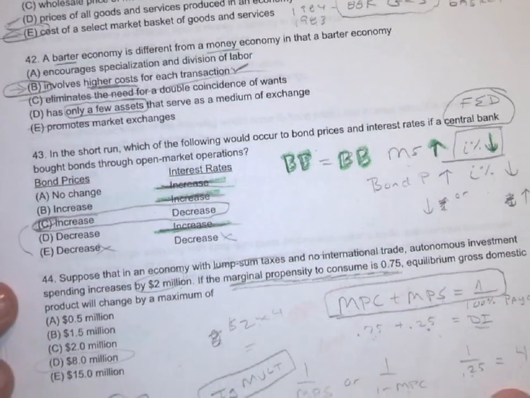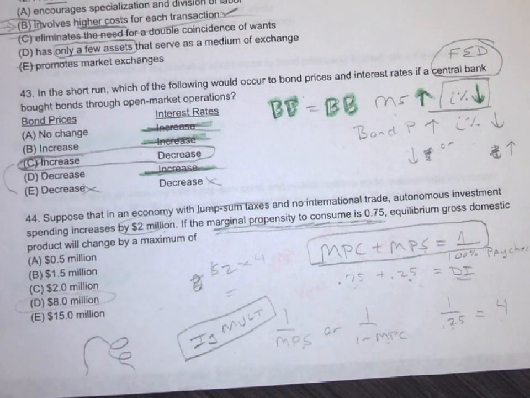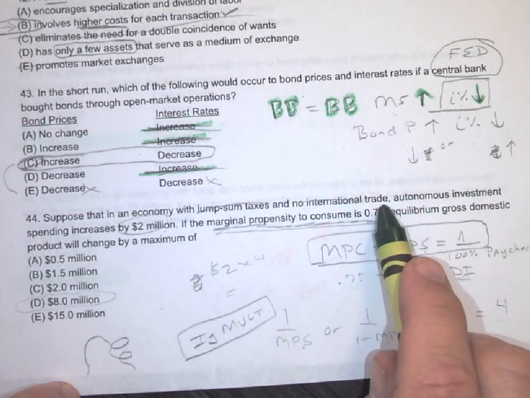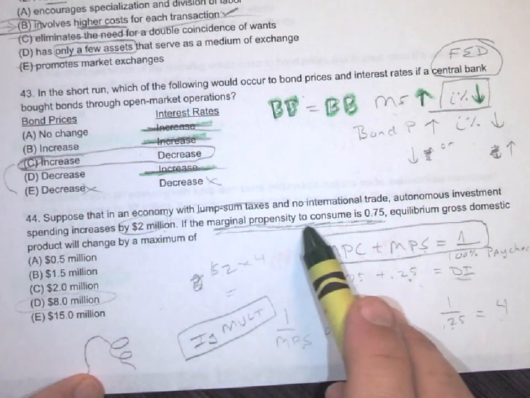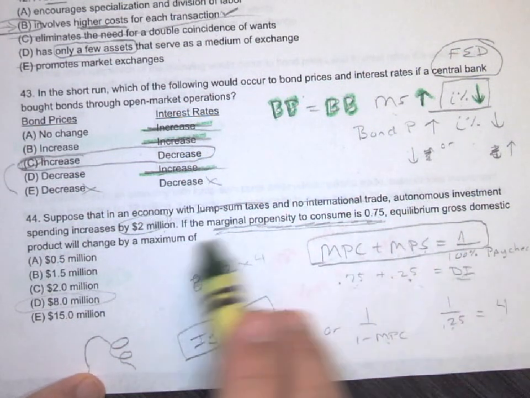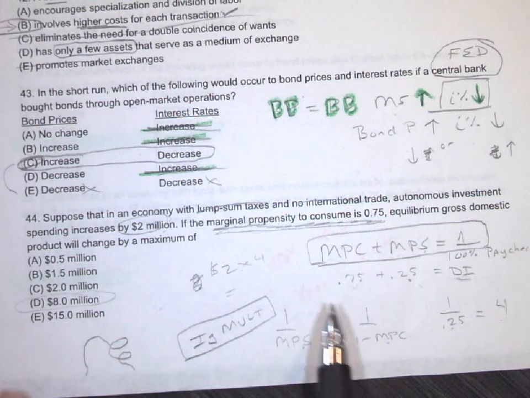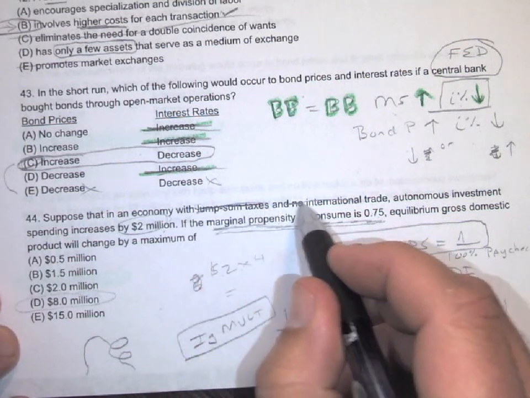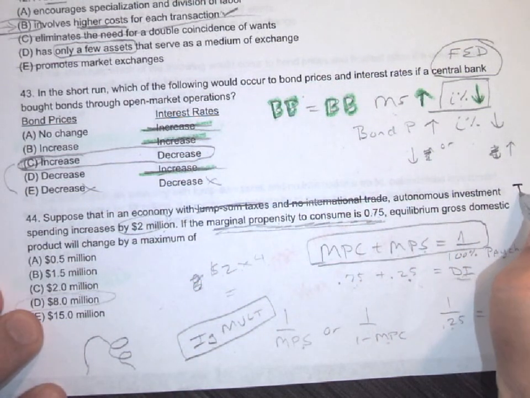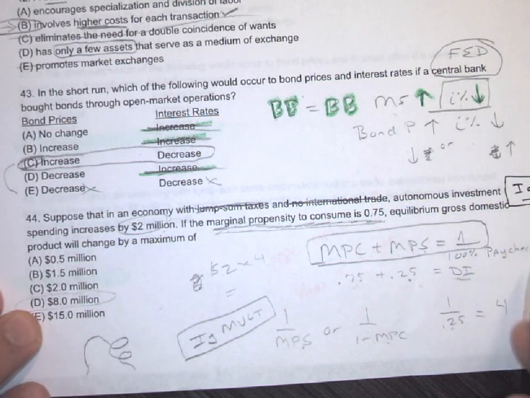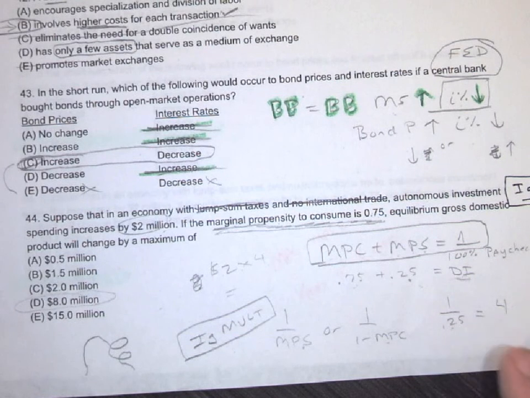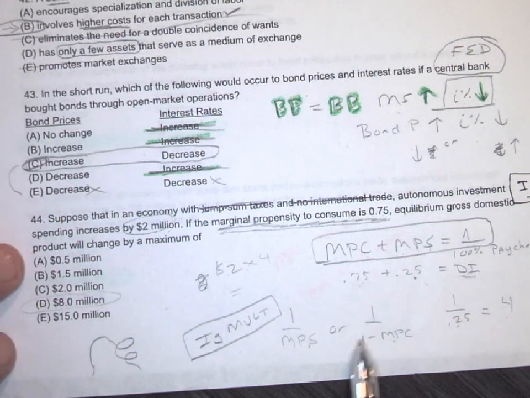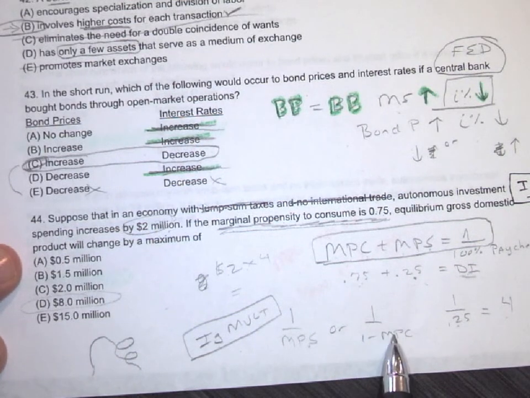Okay? All right. And then another MPS question. Suppose an economy with lump sum taxes and no international trade, autonomous investment spending increases by $2 million. If the MPC is 0.75, GDP will change by how much? Okay. This is distracting. Don't need that, don't need that. Investment is this, isn't it? So you have an investment multiplier on your graph exam, don't you? As one of your formulas. So my investment multiplier is 1 over MPS or 1 over 1 minus MPC.